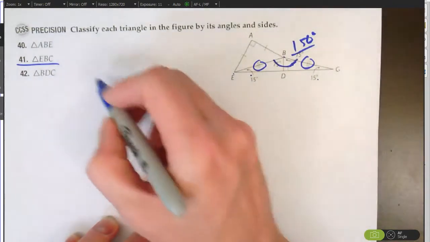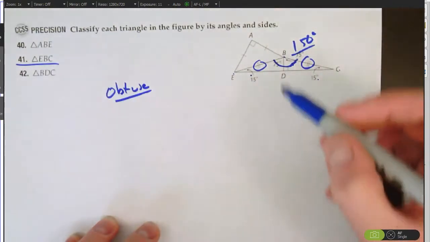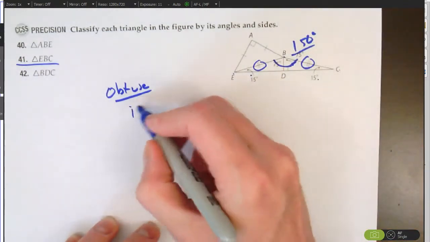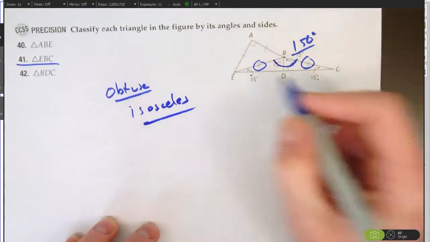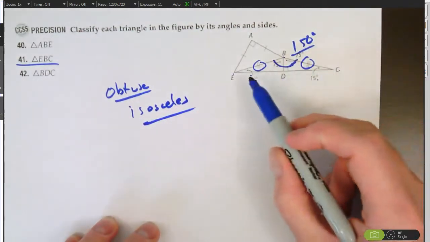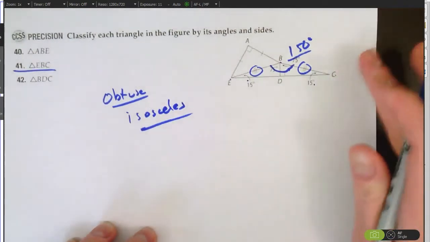So for angles, this is obtuse for number 41. And then for the sides, EB and BC are congruent, so it's going to be isosceles. And again, I don't know that EC is the same as the other ones. In fact, I know it's not. We'll learn later on in the year why EC is not equal to the other two. But for right now, where we're at, that's what we know.